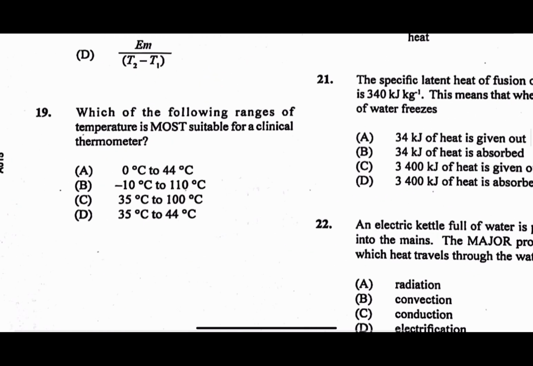Question 19. Which of the following ranges of temperature is most suitable for a clinical thermometer? Right? If you're a human, your normal range of temperatures should be between like 35 to 44. So that's the answer there.